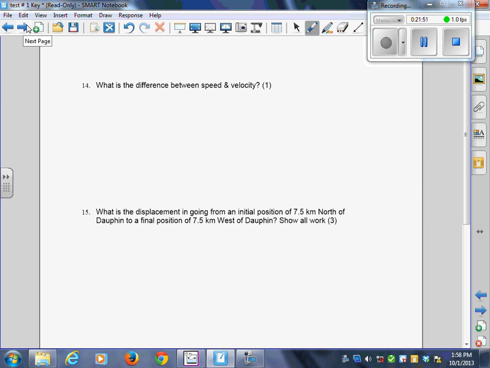What's the difference between speed and velocity? Speed is a scalar, velocity is a vector, which means that velocity has a direction, speed does not.